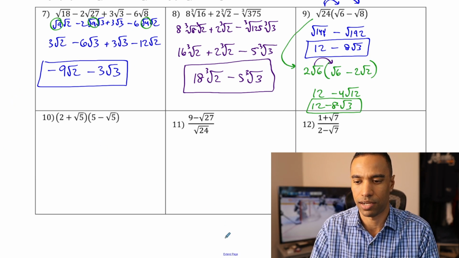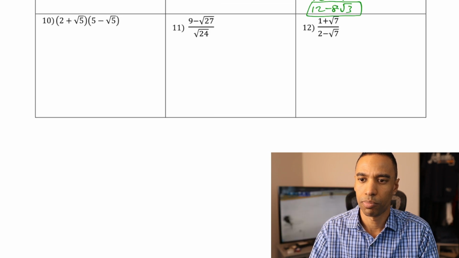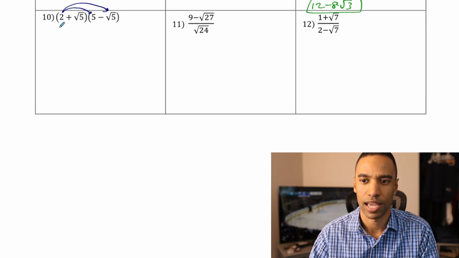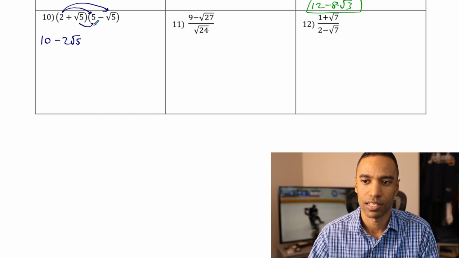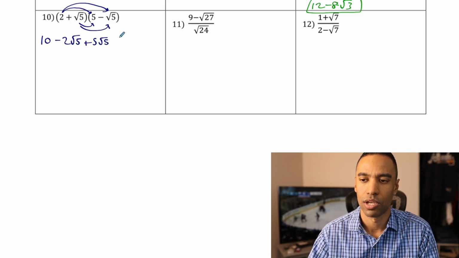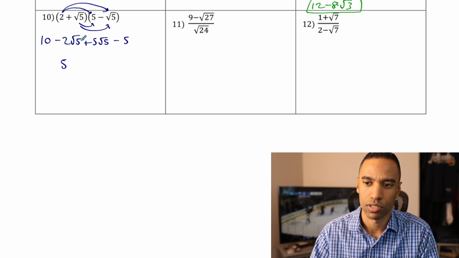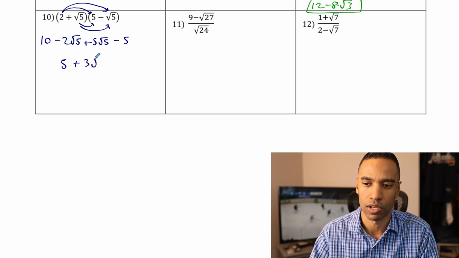All right, number 10. 2 plus root 5 times 5 minus root 5. This is straight up FOIL action. First, outside, that's 10 minus 2 root 5. Inside, last, that's plus 5 root 5 minus root 5 times root 5 is 5. 10 minus 5 is 5. Negative 2 root 5 plus 5 root 5 is 3 root 5. And done.